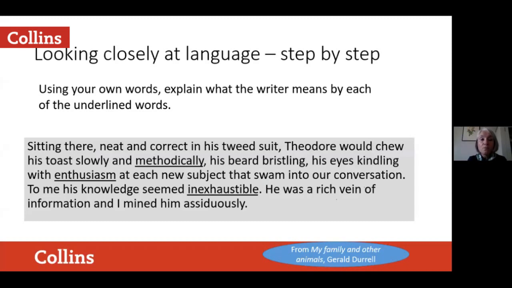So what does the word methodically tell us? What does it tell us about how Theodore is, what Theodore's like? What does it tell us about his personality? I'll give you a minute to read this through. What does methodically tell us? What does enthusiasm tell us? And what does inexhaustible tell us? What do those words mean? We have to paraphrase them in our own words. Let's just do that bit first.